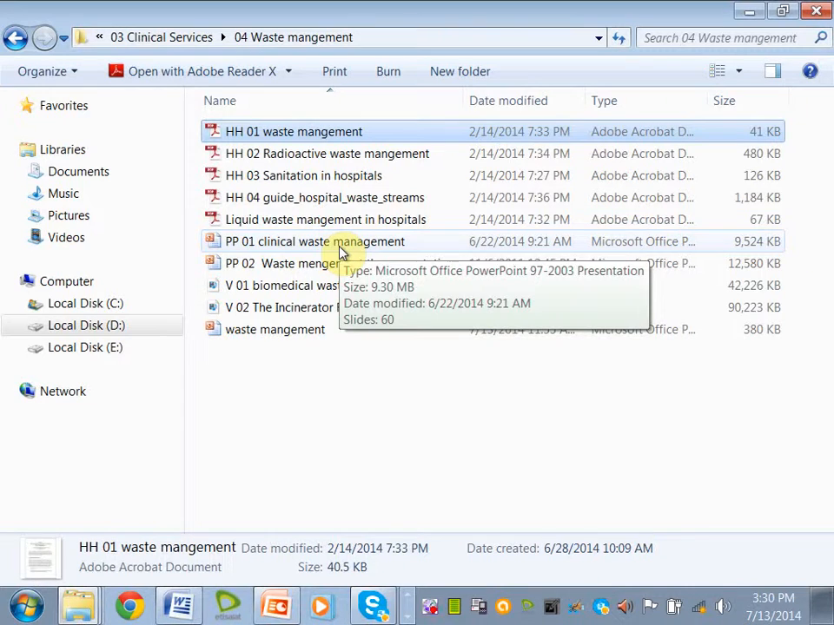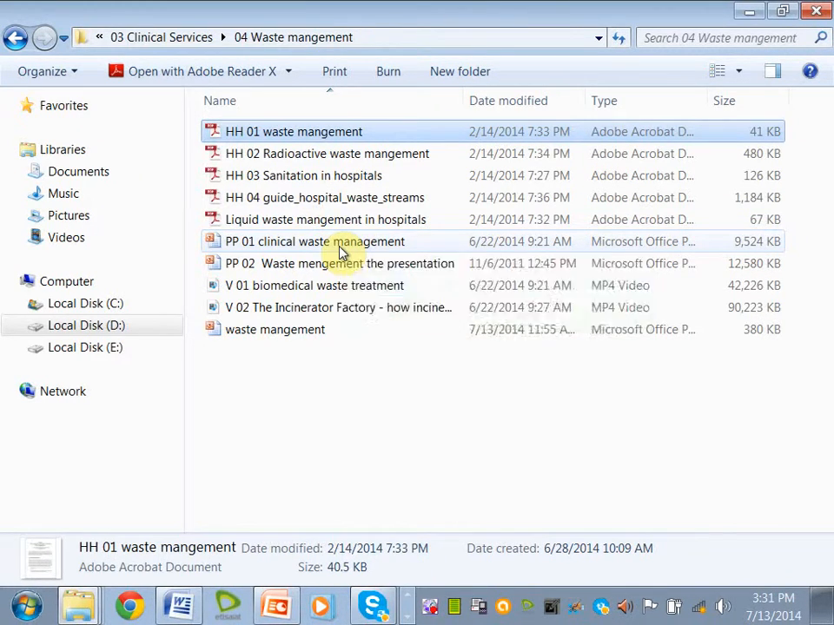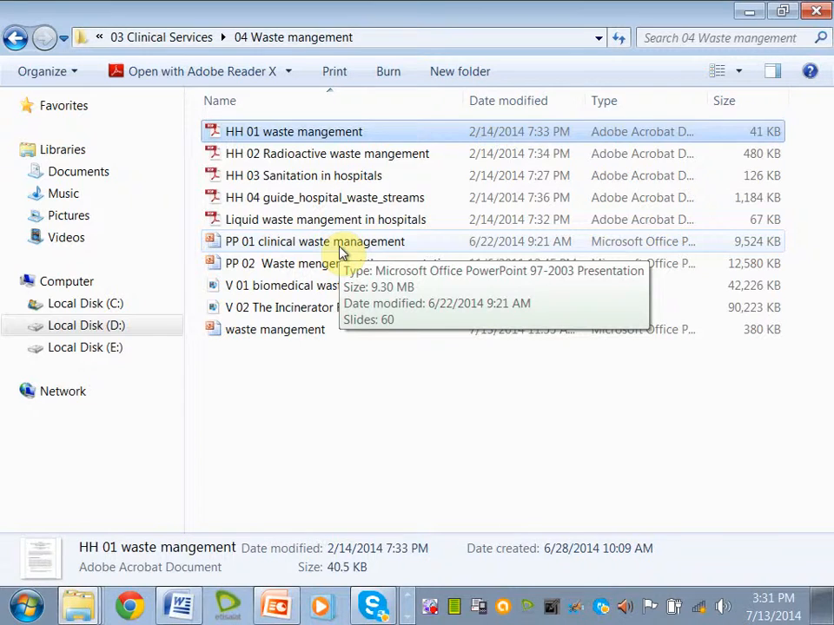Now, if you look at overall healthcare waste management, there are two types: you have liquid waste and you have solid waste. Okay, liquid waste, solid waste.